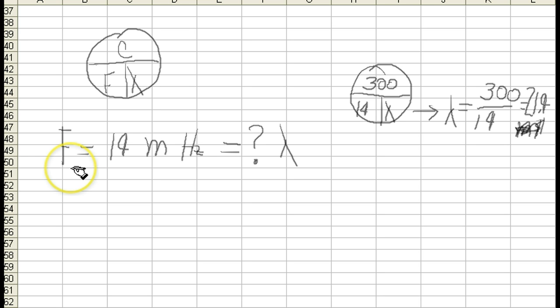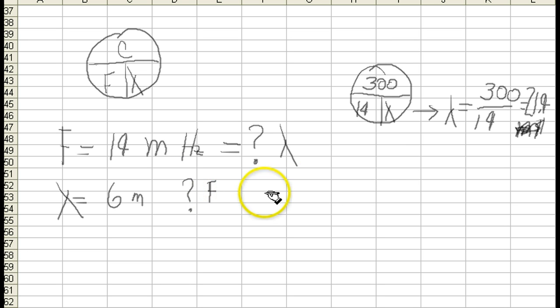So what they might do is they might give you the wavelength. Well, let's do another example. Let's assume they give you the wavelength and they say the wavelength lambda is equal to 6 meters. What is the frequency?